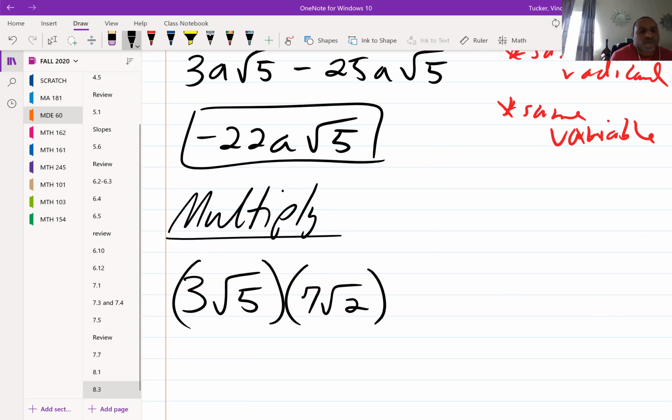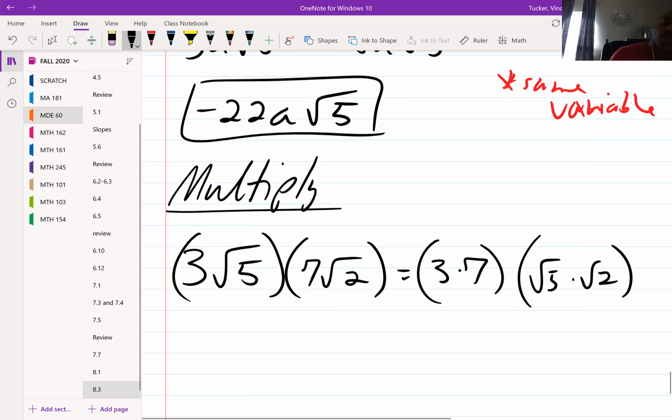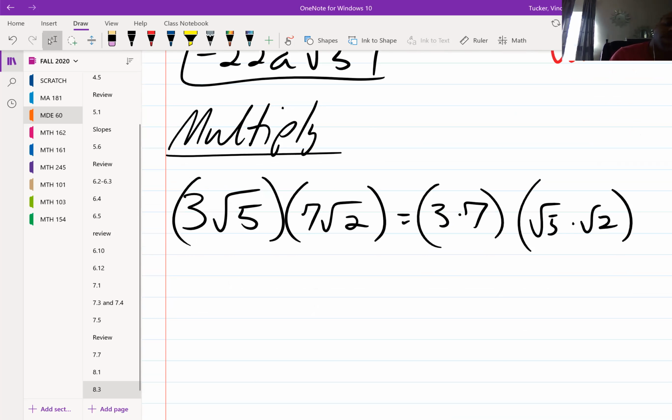All right, so here 3 square root of 5 times 7 square root of 2. And when we're looking at multiplying, we don't have to have the same index. Well, I take that back, we don't have to have the same radicand. So what we can do is just multiply what's on the outside and multiply what's on the inside of the radicals. So that'll be 21 square root of 10.